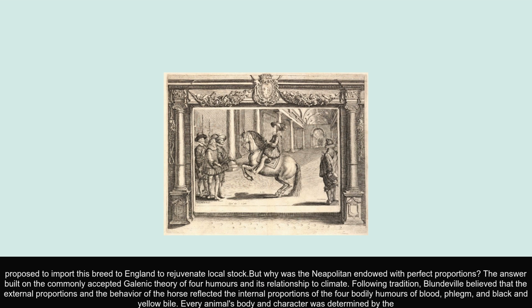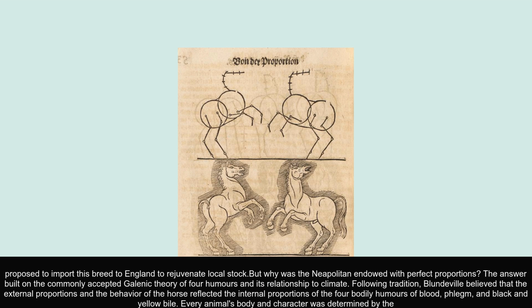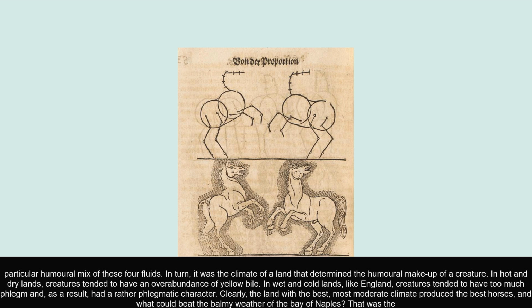The answer built on the commonly accepted Galenic theory of four humors and its relationship to climate. Following tradition, Blundeville believed that the external proportions and the behavior of the horse reflected the internal proportions of the four bodily humors of blood, phlegm, and black and yellow bile. Every animal's body and character was determined by the particular humoral mix of these four fluids. In turn, it was the climate of a land that determined the humoral makeup of a creature. In hot and dry lands, creatures tended to have an overabundance of yellow bile.